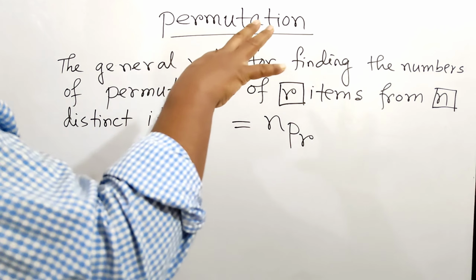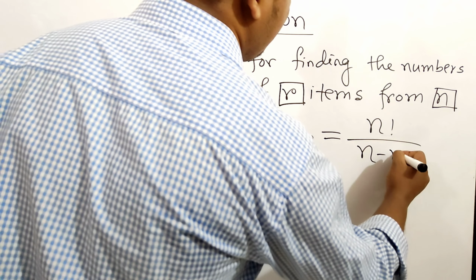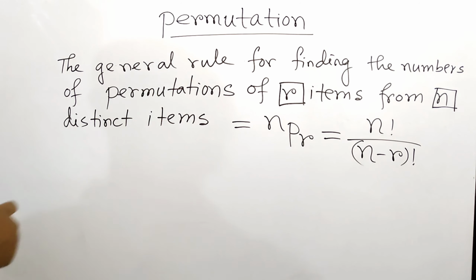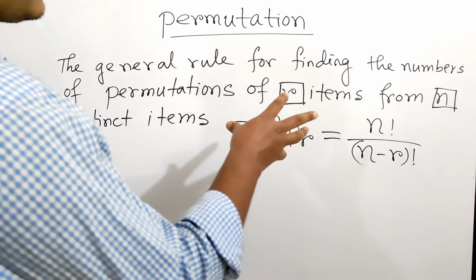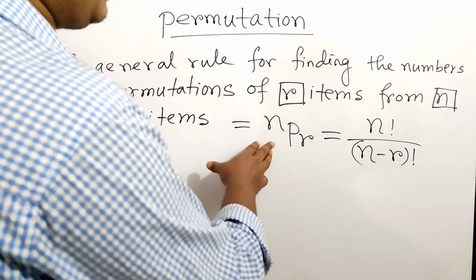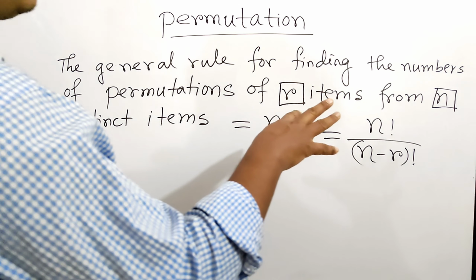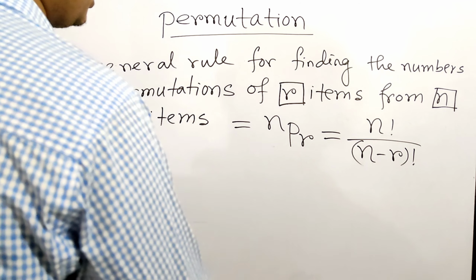So the formula of nPr equals n factorial divided by (n minus r) factorial. This is the main formula for finding the permutation, or you can use your scientific calculator to find the value of nPr directly. Now you need to know some more formulas for using permutation.